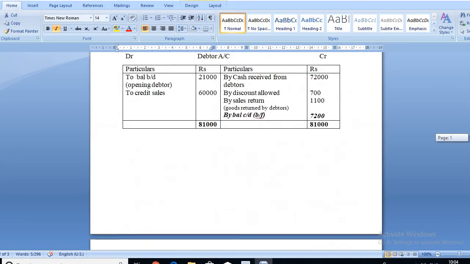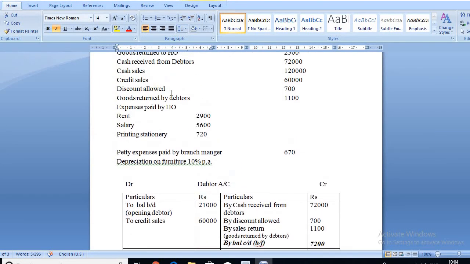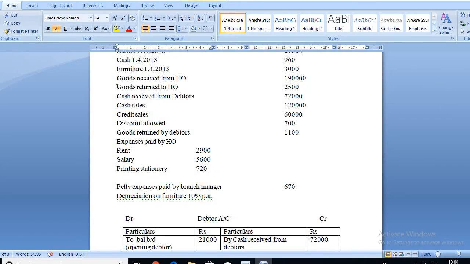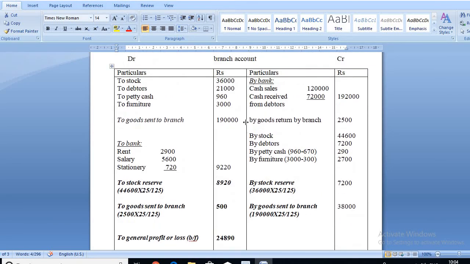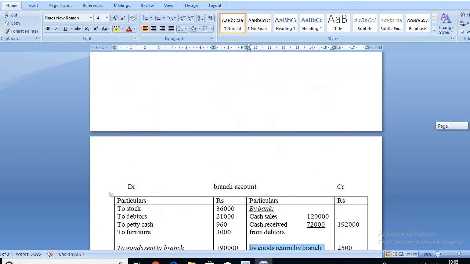And the next one, goods returned to head office. Here the branch is returning goods to head office worth rupees 2,500. That should be credited. I credited here goods returned by branch, 2,500.